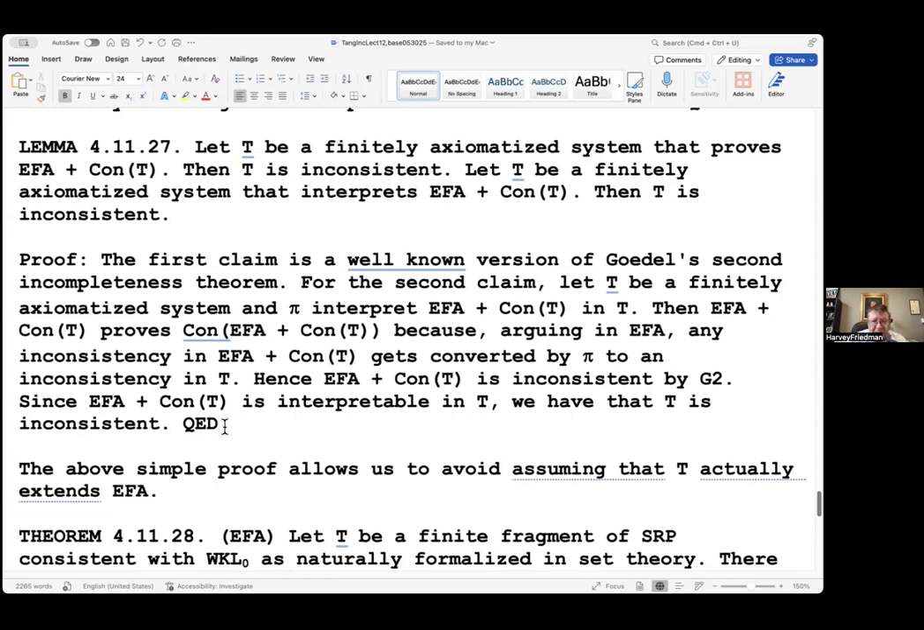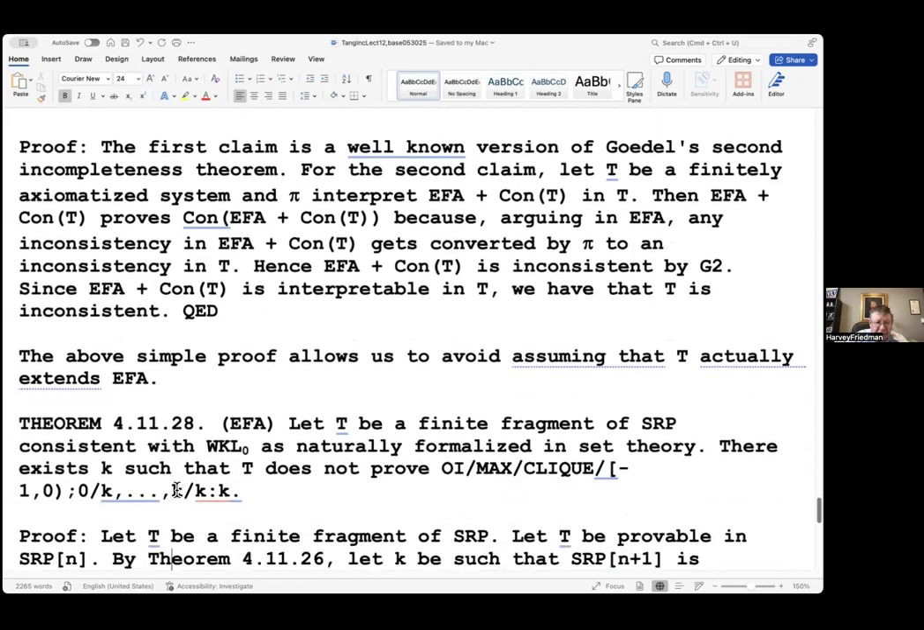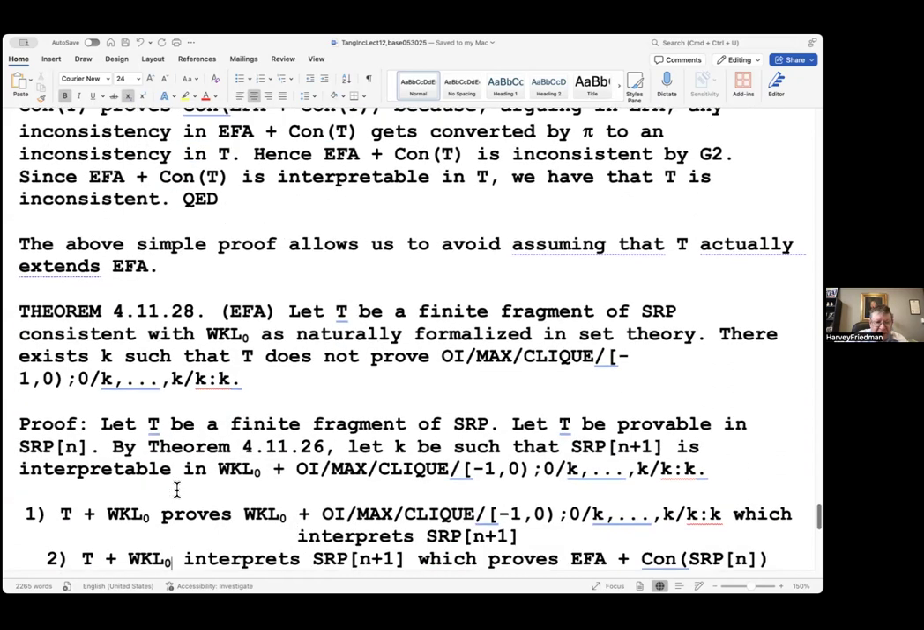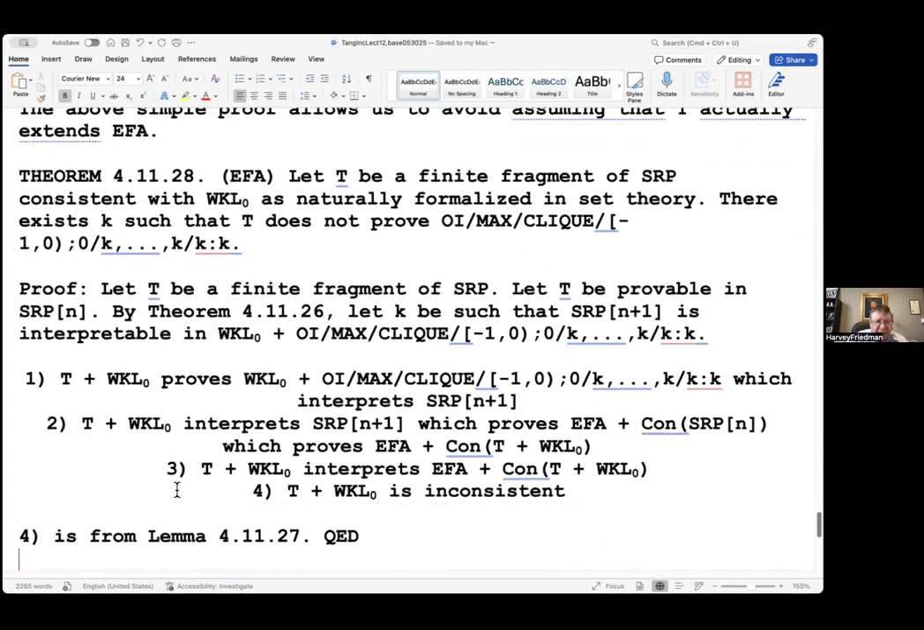So this clears the air from not needing that a base theory is in the system. You can just say it interprets it. All right. So the above simple proof allows us to avoid assuming that T actually extends EFA, which is nice to have. All right, so then the final thing, and this is the final couple of things, a little technical, but you string everything together.